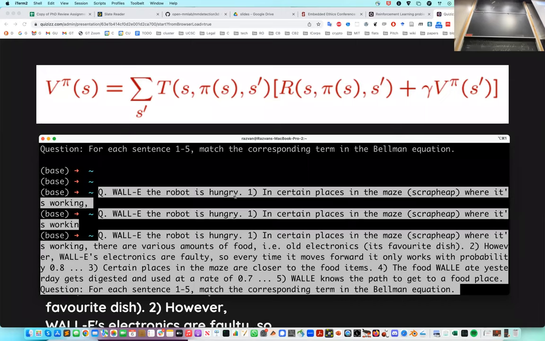Pi, yeah, it's pi, it's the policy. The path that it follows is the policy that it follows. So this pi is a set of actions that we take from each state. So it will give us a path.